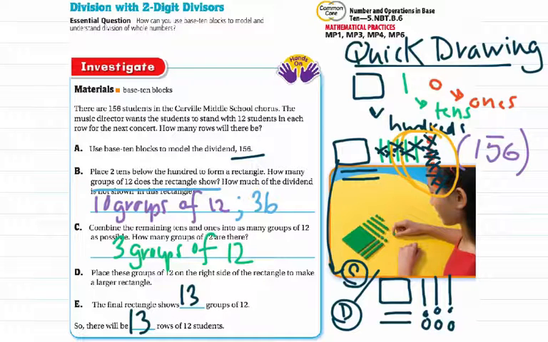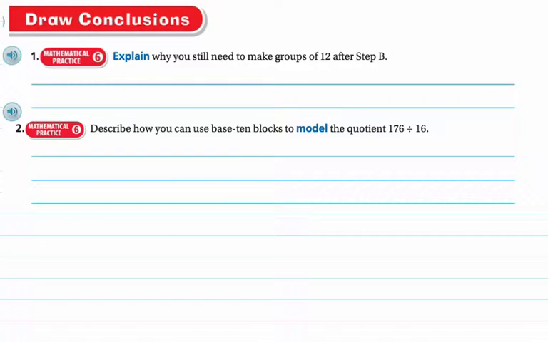Now notice, students, in class we're going to be doing this with the base 10 pieces, but at home I don't want you to have to draw out all the little squares of the base 10 pieces. So let's just remind ourselves what we used for the quick drawing. The square represented the hundreds, the stick or the line represented the tens, and the little circle represented the ones. So now we're going on to the draw conclusions.